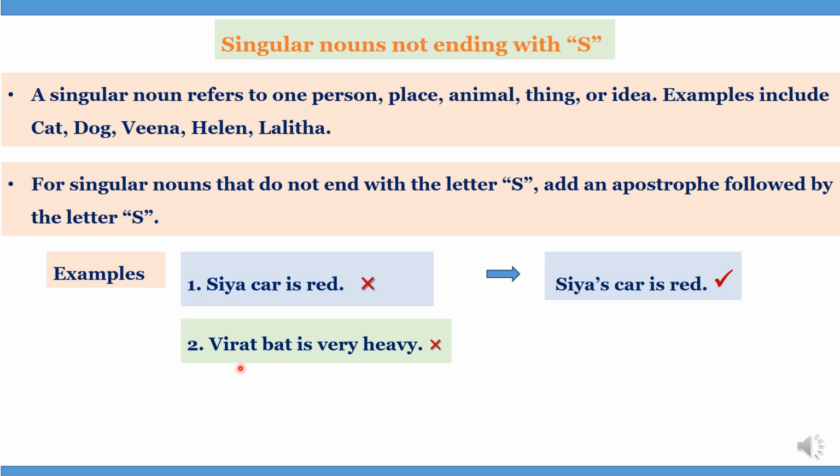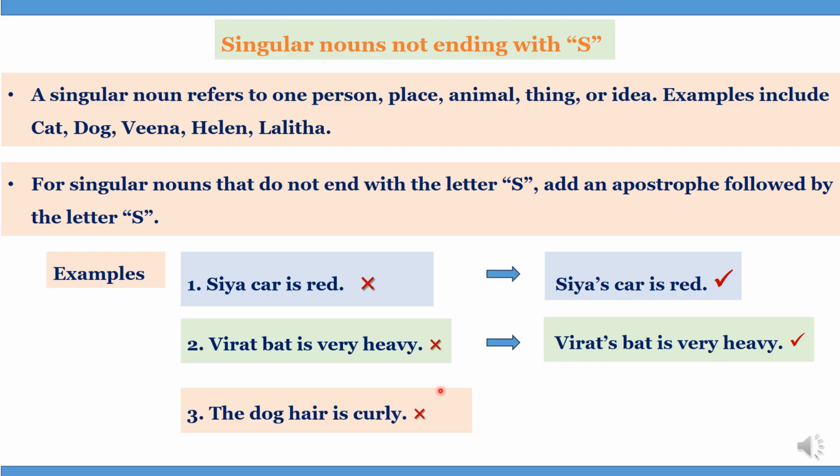Second example, Virat bat is very heavy. See, now Virat owns a bat that is very heavy. Now, how do we represent it? This representation is not correct. We need to add an apostrophe and letter S after Virat. Now, this is grammatically correct. That is, Virat's bat is very heavy.